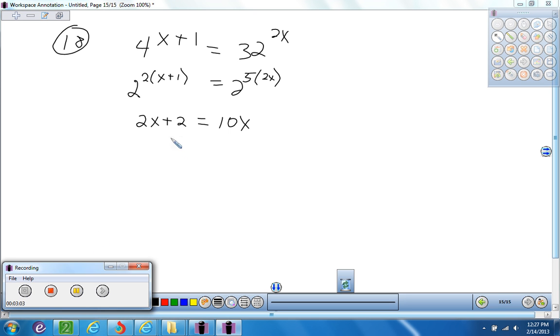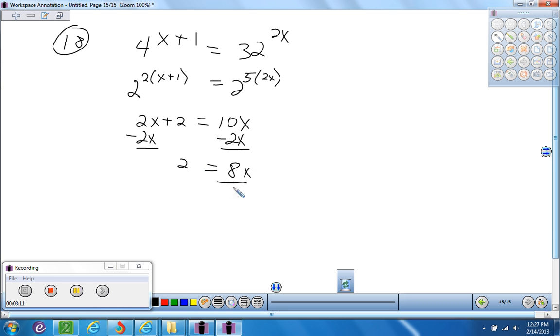Alright, subtract 2x from both sides, and we get 8x is equal to 2. Divide both sides by 8, and so we have 2 over 8 is equal to x. We're going to reduce this to 1/4. And that's our final answer.